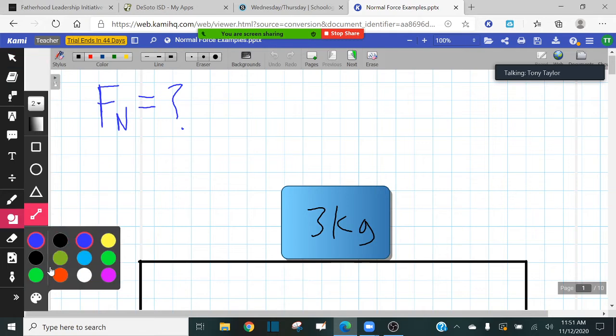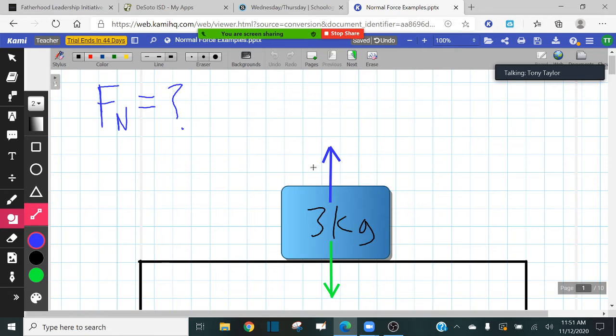So I'm going to draw one force downward. That's the force of gravity. I'm going to draw one force upward. And that's the normal force. And again, I did my best to try to keep these arrows equal to demonstrate that those forces are in balance.